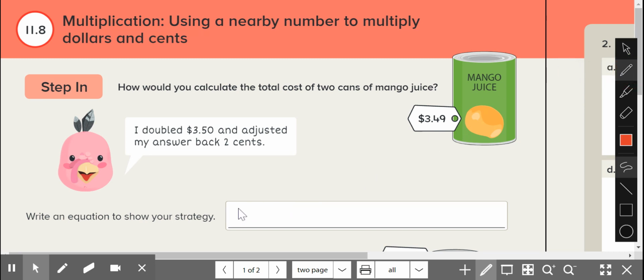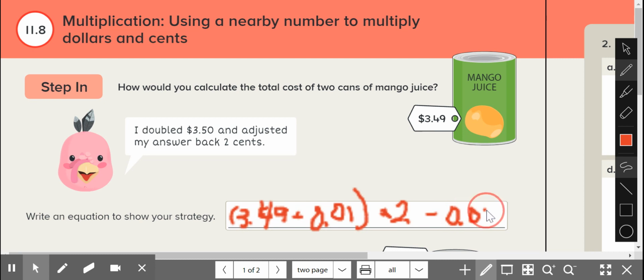So I've decided this chicken is doing this: taking $3.49, adding 1 penny is all, multiplying that times 2 cans. So she says she's doubling that, and then adjusting her answer backward. So we're going to go backwards. So we're subtracting by 2 pennies.